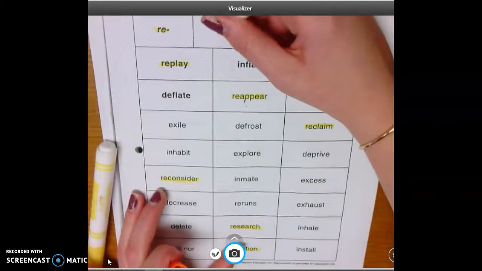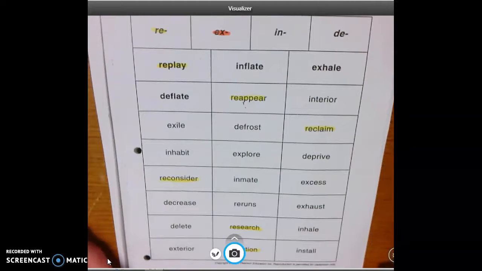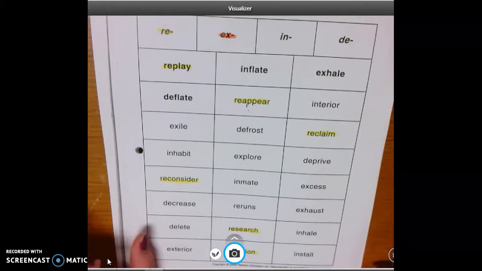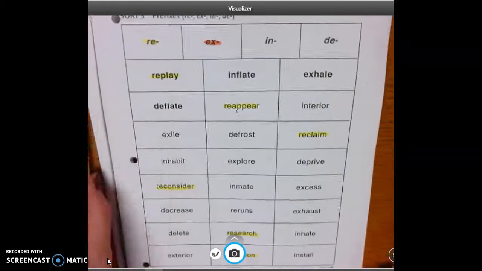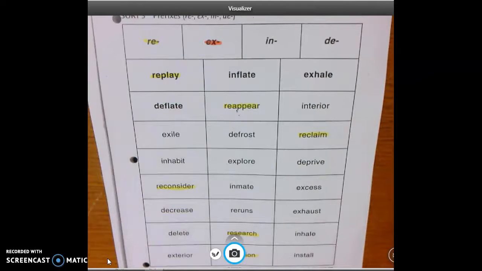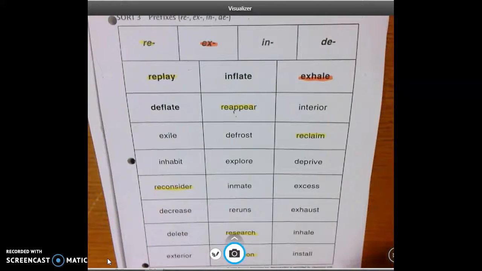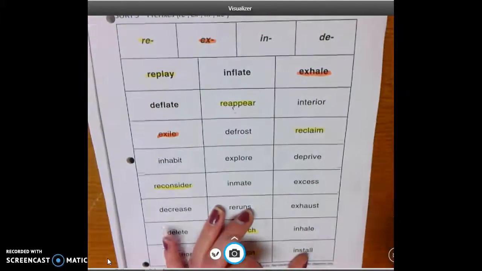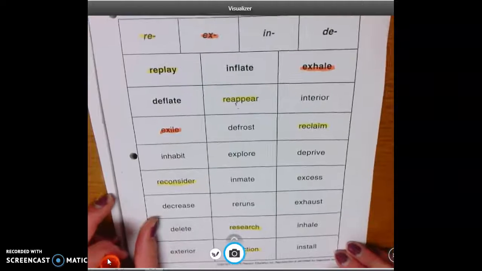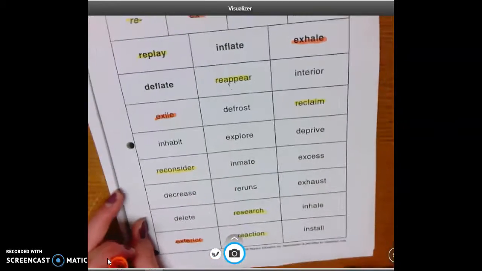I'm going to use orange for ex. So there's a few different meanings for this prefix. Sometimes it can mean out or from. Sometimes it means not or without, but usually it has a negative word meaning. So it'll usually mean out or not or without. So for example, we have the word exhale, which means to breathe out. We also have exile, which means to banish someone from somewhere. We have exterior, which means the outside of something.